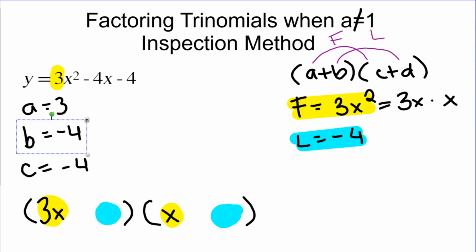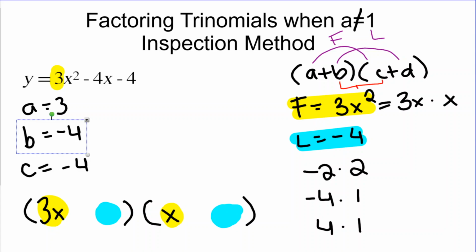If I'm thinking about getting a product of negative 4, I can do negative 2 times positive 2. I can do negative 4 times positive 1. Or I could do positive 4 times negative 1. I could also do positive 2 times negative 2, but that doesn't change from our first option. So we need to figure out which pair of numbers is going to go in here. And so that comes down to the other two steps of our FOIL acronym.